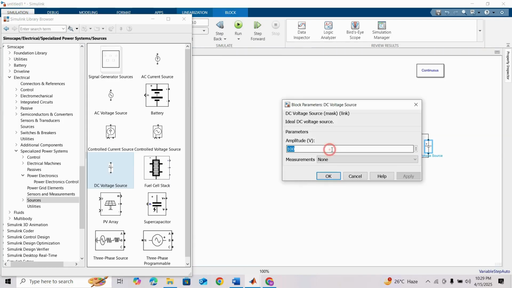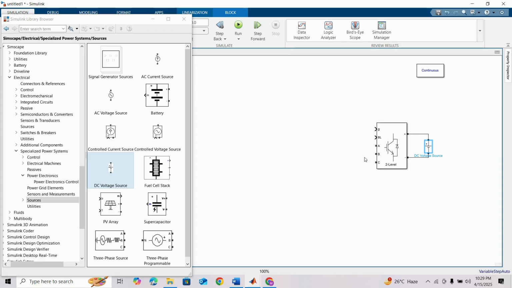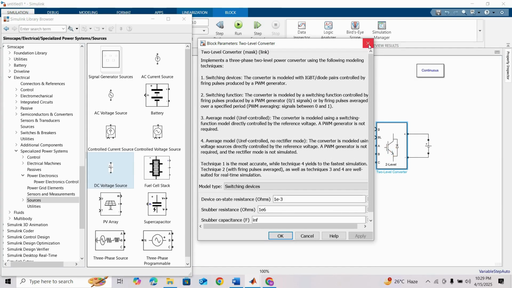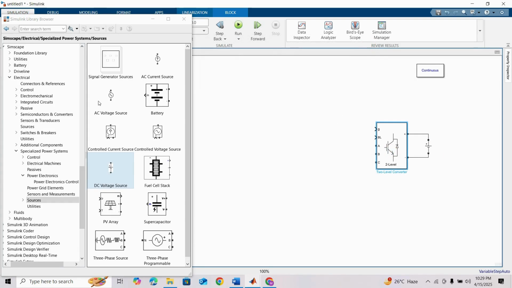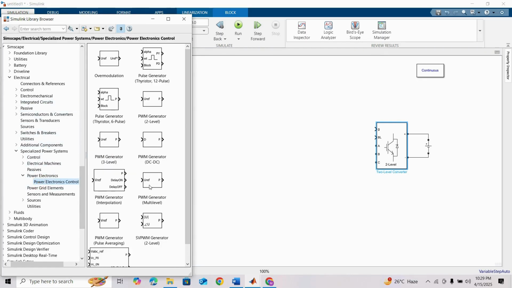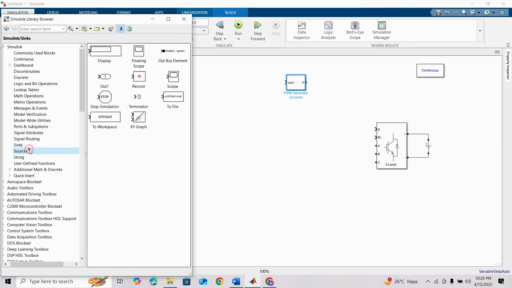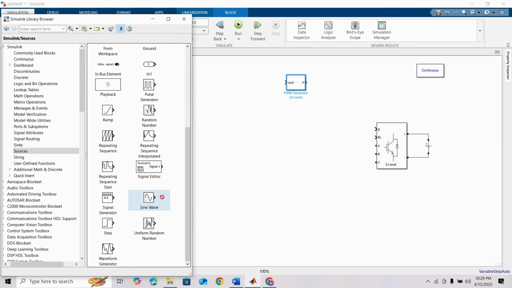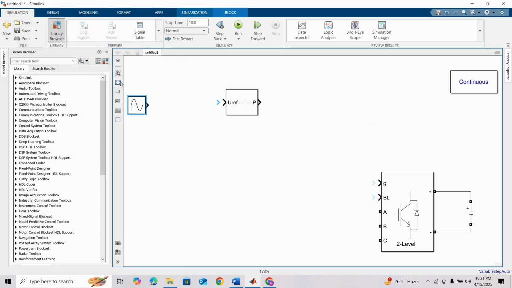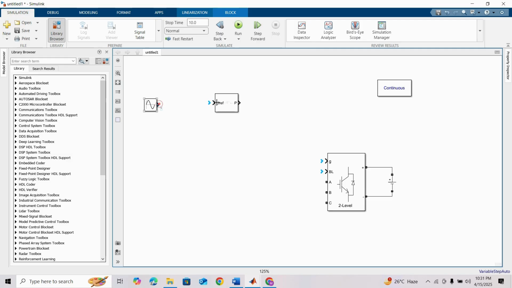and I'm setting the amplitude to 300, and okay. For getting pulses we need the PWM generator block, two-level. We take the input as sine wave sources, so we need a sine wave signal. Drag it here, and this will be connected to the gate of the two-level converter block.